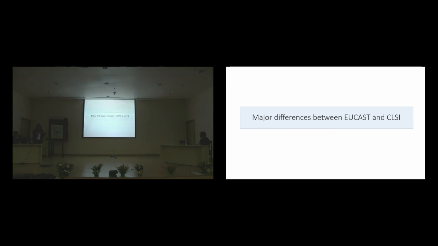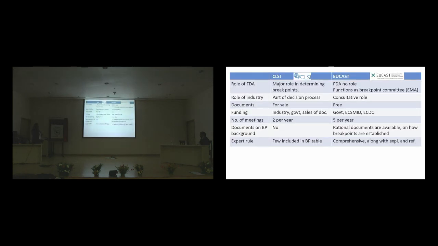Next, coming to a very brief note, this is from one of the articles: what are the major differences between UCAST and CLSI guidelines? So here CLSI, FDA plays a main role, whereas in UCAST it is mainly the European committee which sets the breakpoints. Role of industry: in CLSI the pharmaceutical industry plays a role in the decision process, whereas in UCAST the pharmaceutical industry has only a consultative role. The documents are free in UCAST guidelines, whereas they are for sale in CLSI. Industry also plays a role in funding and decision making in CLSI, whereas UCAST is completely a government body. The number of meetings also varies, and how exactly the breakpoints are derived is clearly given in UCAST guidelines, whereas in CLSI that information is not given.